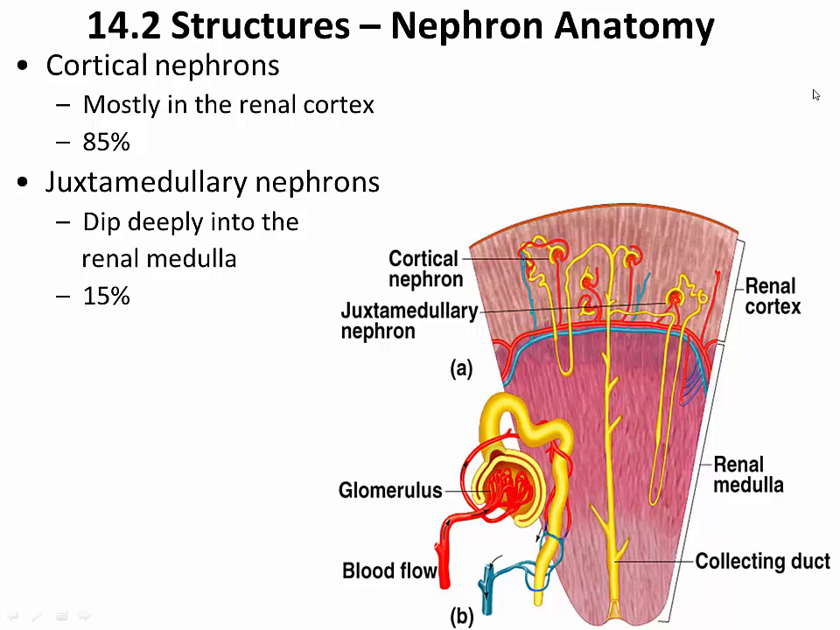The other type of nephron that we have in the kidney that is much less common, only 15% of nephrons or so, are juxtamedullary nephrons. These are nephrons that have loops of Henle that dip deeply into the renal medulla. These are the nephrons that are primarily responsible for concentrating urine.